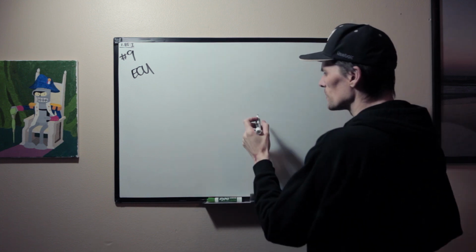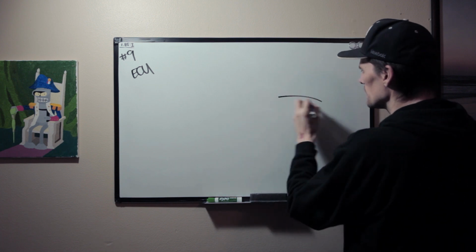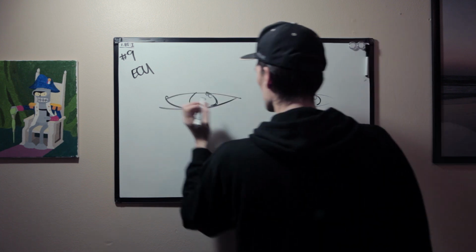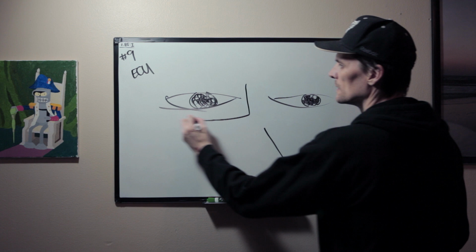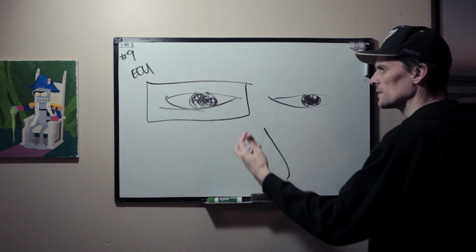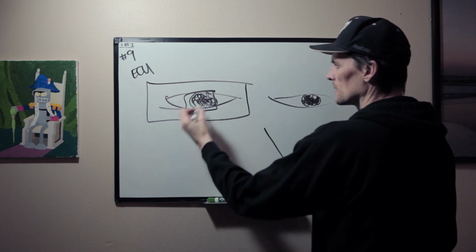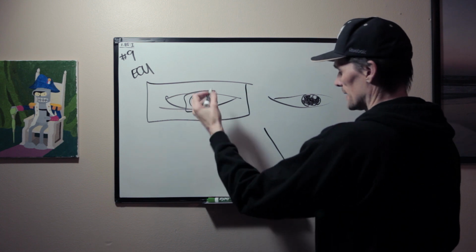Extreme close-up, you guys already know what that is. If you're getting the real details of, there you go, it's extreme close-up. It can go even tighter. Still in ECU. ECU can go even tighter than that. Go tighter than that, and go tighter and tighter.